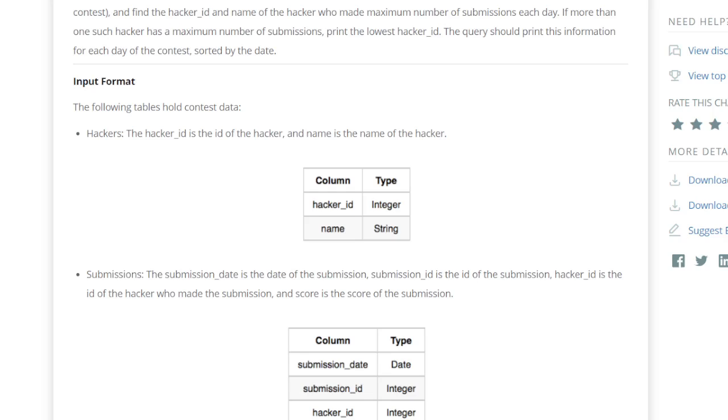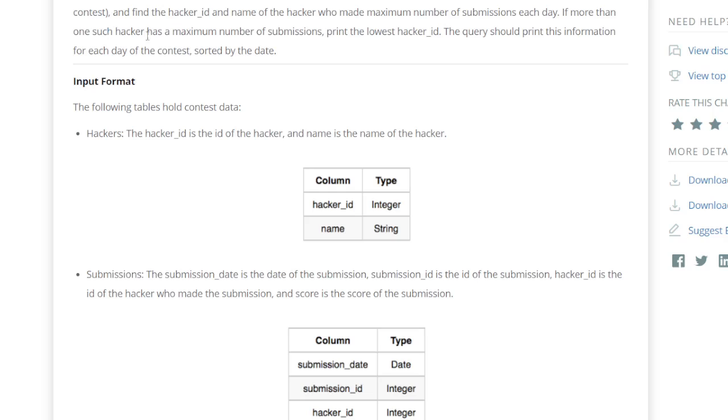Okay, then second thing that I need to find out is the hacker ID and name of that hacker who made maximum number of submissions each day. So let's say on 1st of March, one hacker has made two submissions, one hacker has made one submission, so I need to take the hacker who made two submissions, that is maximum number of submissions each day, and I need to print the name of that hacker. Okay, I hope you understand.